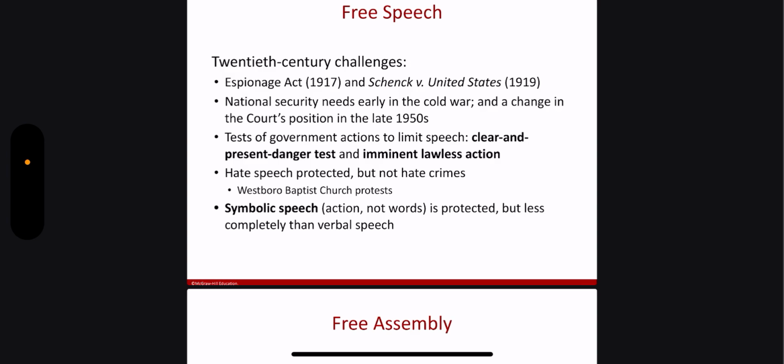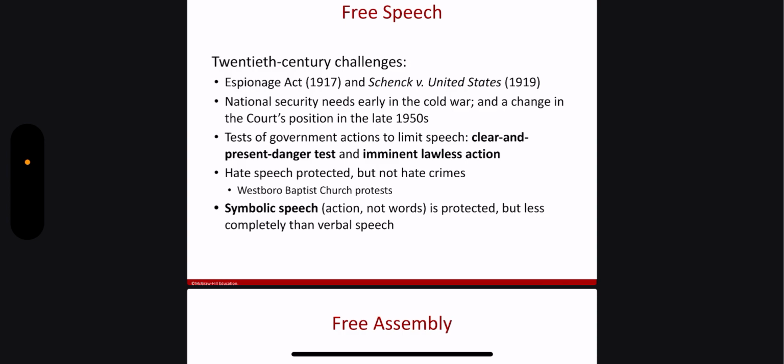hurt. The other thing is hate speech. Okay, when we're talking about hate speech, it's protected. Okay, but if hate speech leads to hate crimes, not protected. And one of the biggest places we see some hate speech being protected is the Westboro Baptist Church protests. And you can kind of look that up on your own.